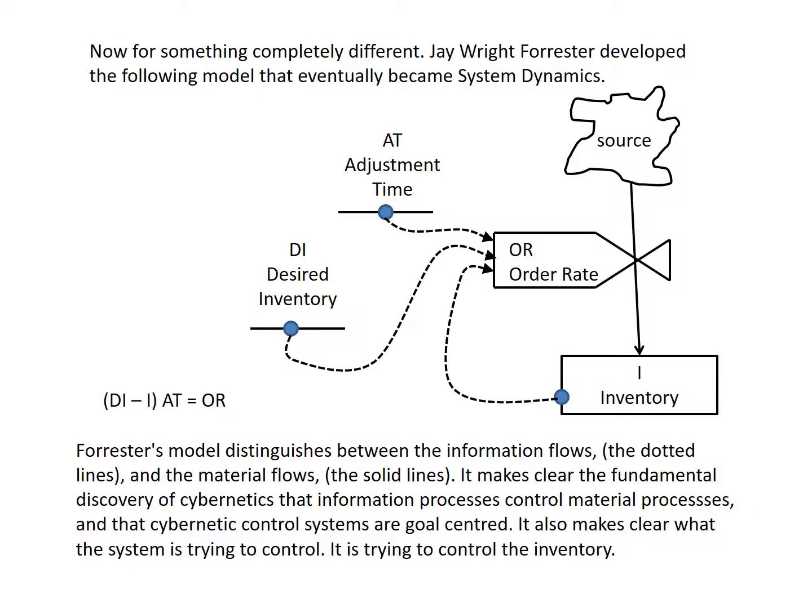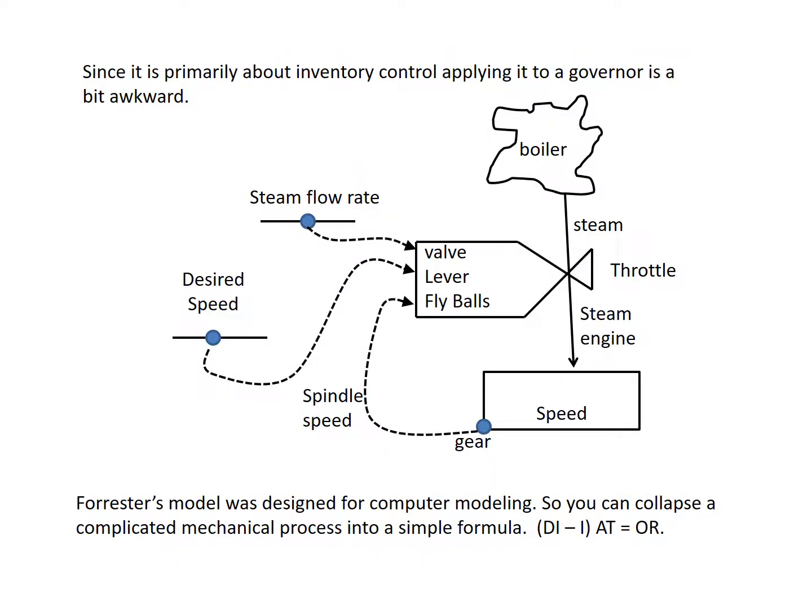Forrester's model distinguishes between the information flows, the dotted lines, and the material flows, the solid lines. It makes clear the fundamental discovery of cybernetics, that information processes control material processes, and that cybernetic control systems are goal-centered. It also makes clear what the system is trying to control. It is trying to control the inventory. Since it is primarily about inventory control, applying it to a governor is a bit awkward.